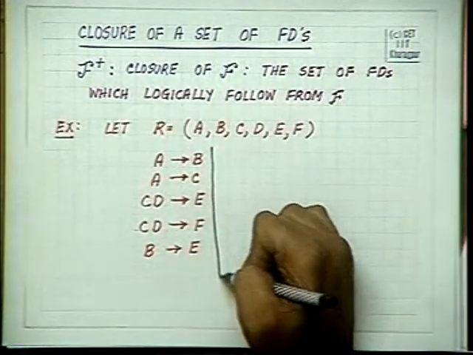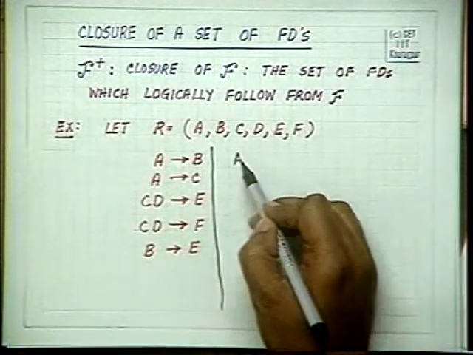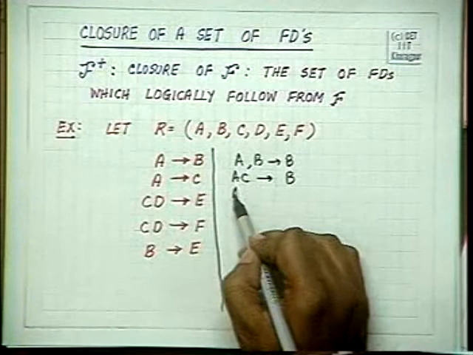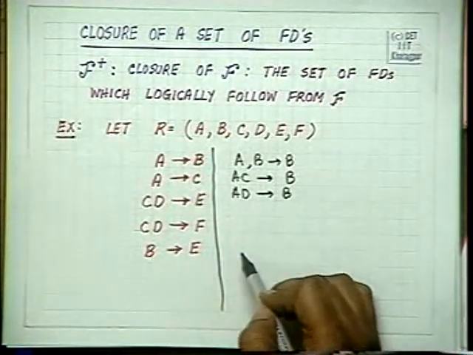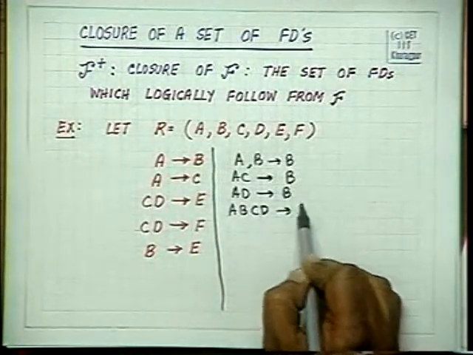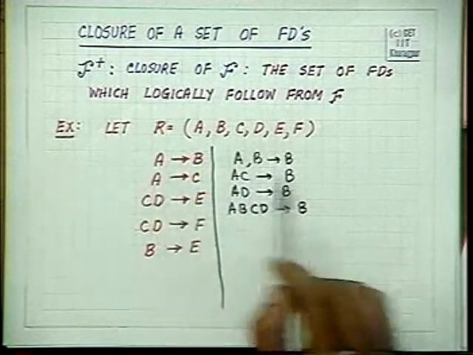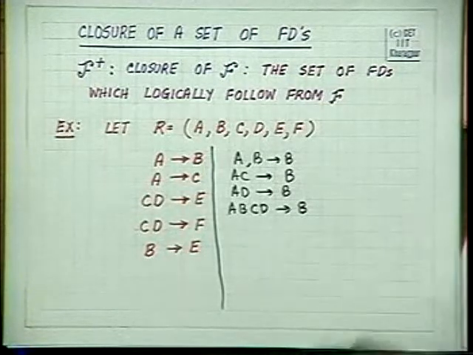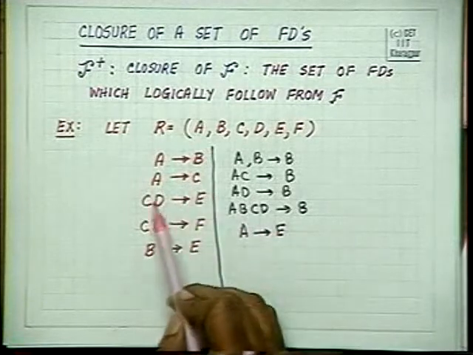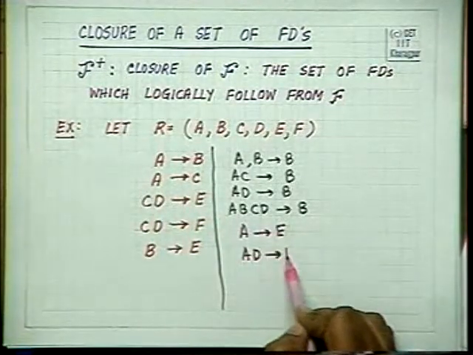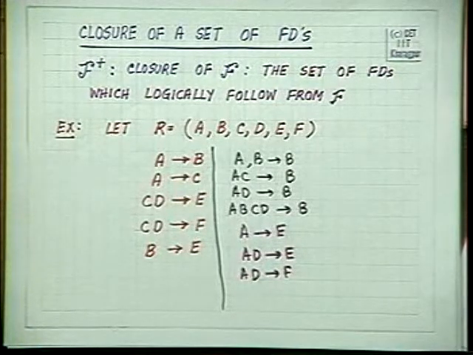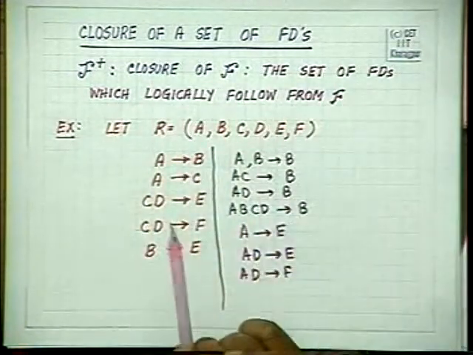So, if we take this example, we will have to list out all of them. From A to B, we get AB to B, we get AC to B, we get AD to B, and so on, all pairs of 2, then all of 3 containing A, then all of 4 containing A. Here we can have A, B, C, D gives B. So, this way all of them, plus the ones derived in a less obvious manner like this: A to B and B to E, so A to E; A to C and CD to E, therefore AD to E. Similarly, AD to F.